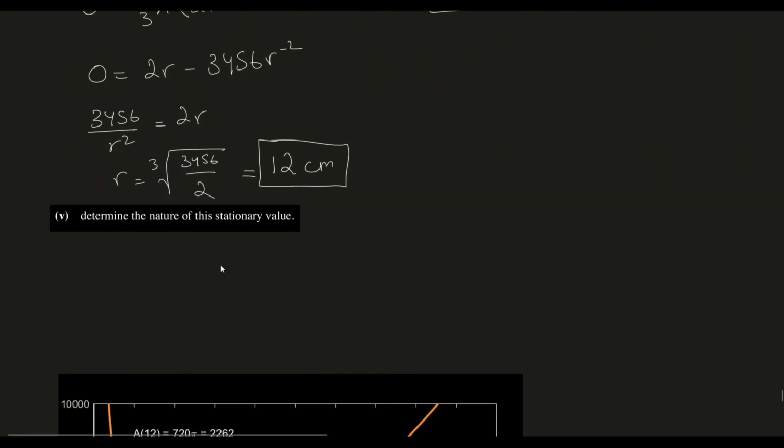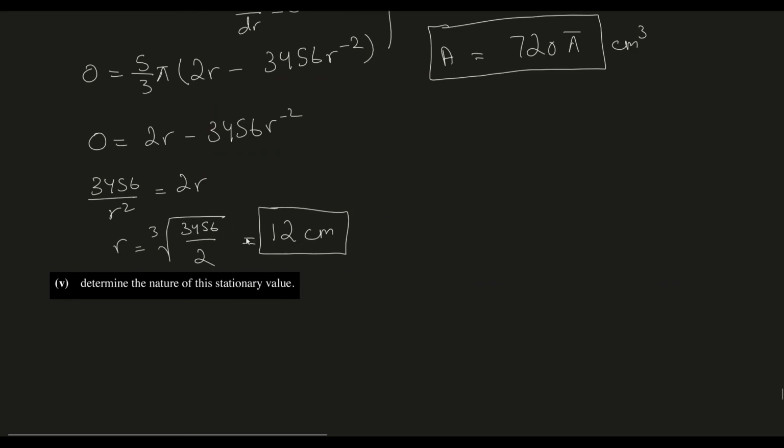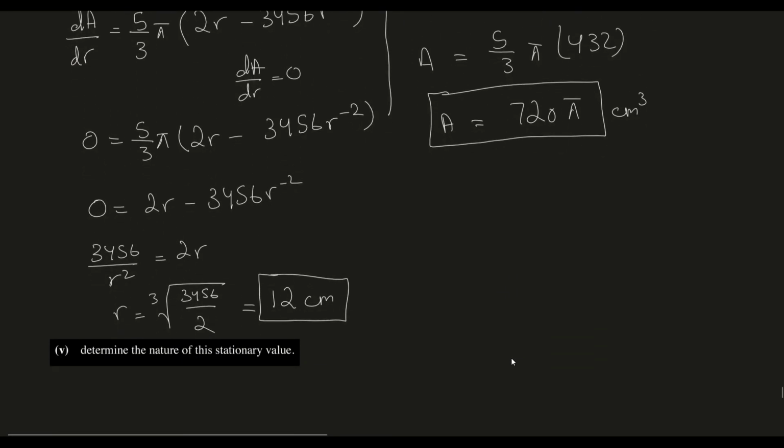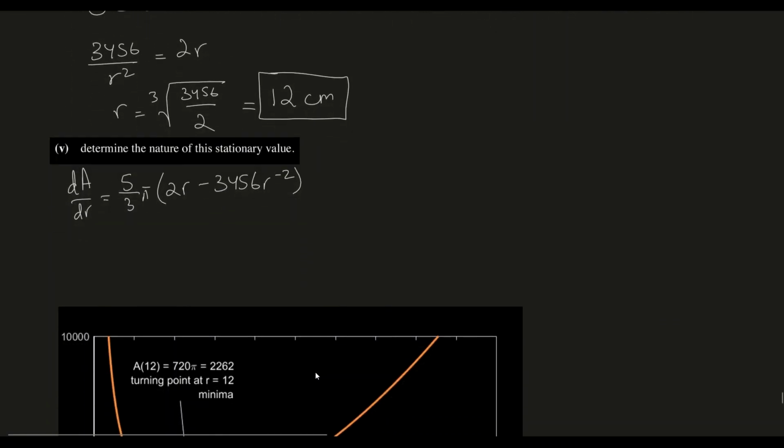In the last part, it asks to determine the nature of the stationary value that we have found over here, r equals 12. So in order to find the nature of the stationary value, we will have to find the double derivative. So we have already found the single derivative of area, and we will differentiate this equation again with respect to r. So let me just copy this down over here. So dA over dr is equal to 5 over 3 pi times (2r minus 3456 r minus 2). Okay, so let's differentiate this.